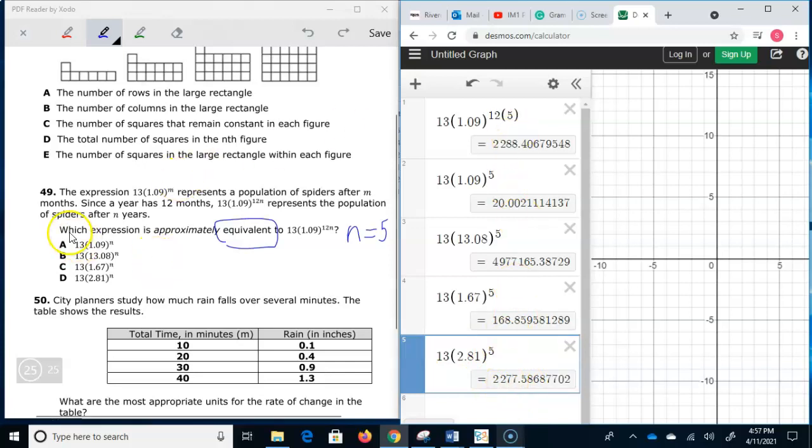And you might say that's not the same. It doesn't have to be the same. It says which expression is approximately equivalent. So the one that is the closest is answer choice D. So my answer for 49 would be D.